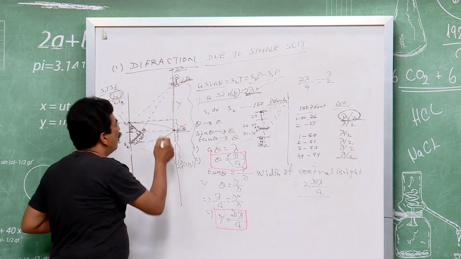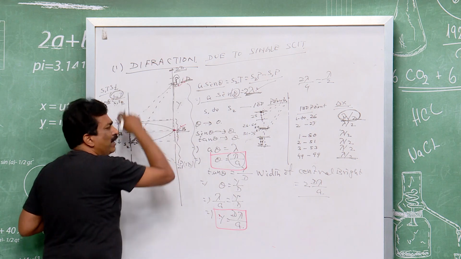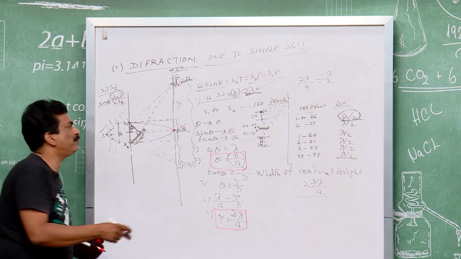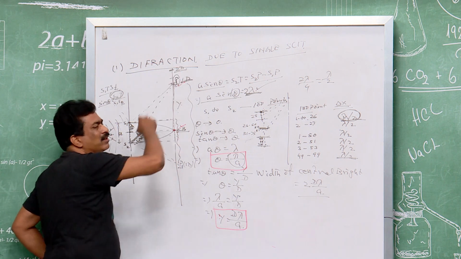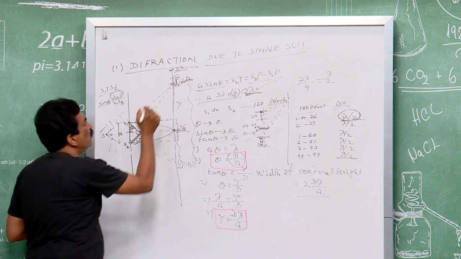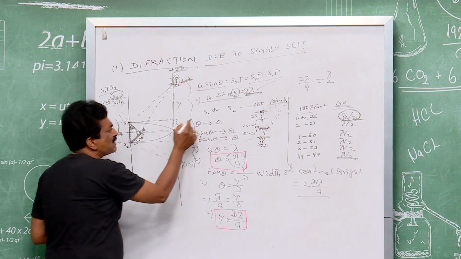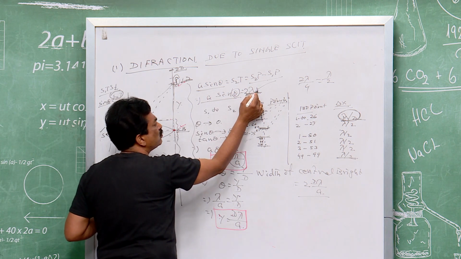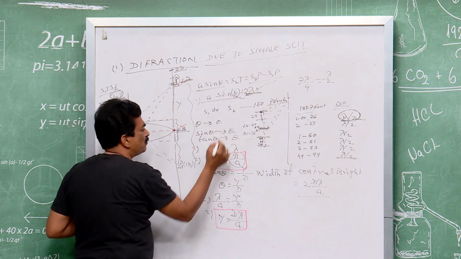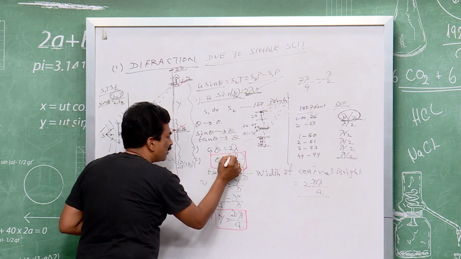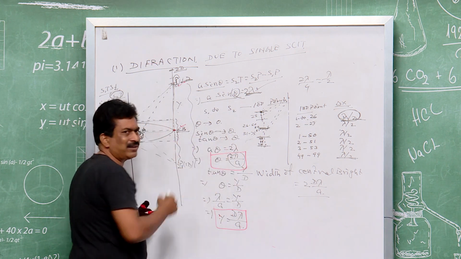Similarly, when they meet at a point, that also produces a dark point, but that dark point is next to the first dark one. So we will say that is the second dark point. For that second dark point, a sin theta is equal to 2 lambda. When theta is very very small, then a theta will be 2 lambda. So theta will be 2 lambda by a.